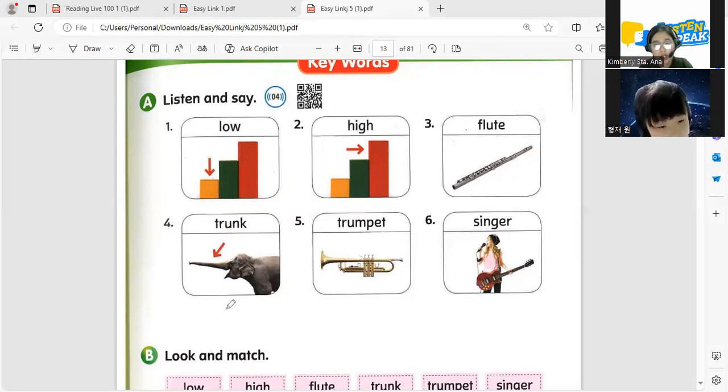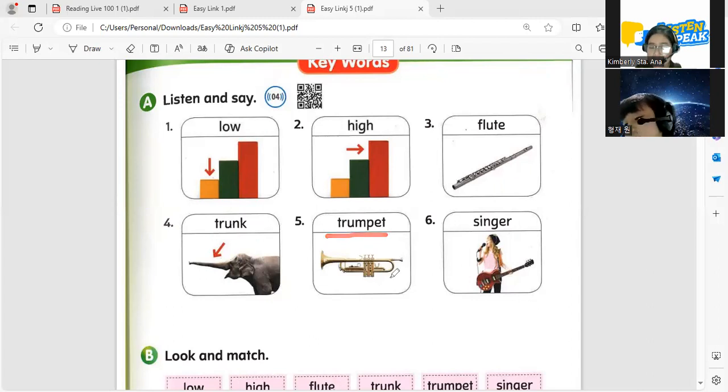Trunk, like the part of the elephant body, which is very long. They use it to hold their food, and when they are drinking water, they use it too. Can you make an elephant trunk using your hands? Wow, that's a big elephant trunk. How about number five?